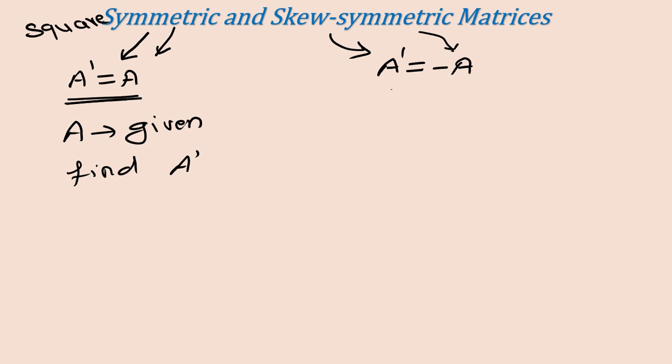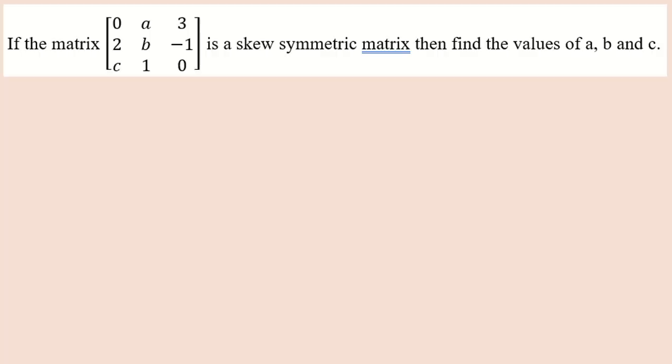Okay. Now let's talk about these questions. These are very important questions for the same topic. They say if the matrix is skew-symmetric. See, this is given. So what you will understand here is, if it is a skew-symmetric matrix, then A transpose must be equal to negative A, where A is this matrix given. Now find the values of A, B and C. So see, if you can recall this concept, this question is going to be very easy for you.